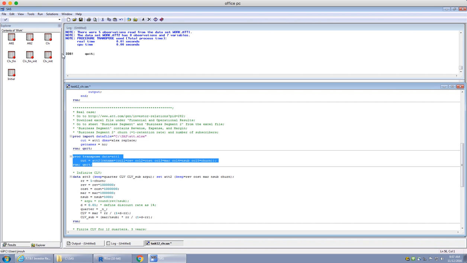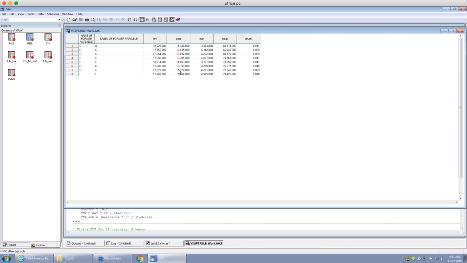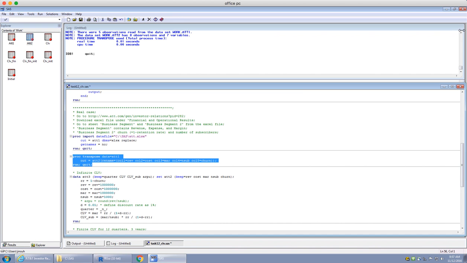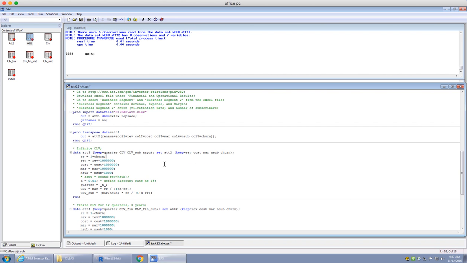what I'm going to get is AT&T2, and this is the value that I saw. I just renamed a few columns representing revenue, cost, margin, number of subs, and churn. The original variable names and labels were quite long, if you remember, so SAS just gave them a default label. However, we're not really going to need that. We're going to need revenue, cost, margin, and number of subs, so that's why I named them. Now I'm going to calculate the infinite CLV case, using the same formula that I had here.